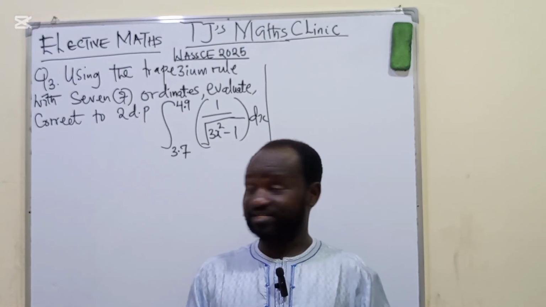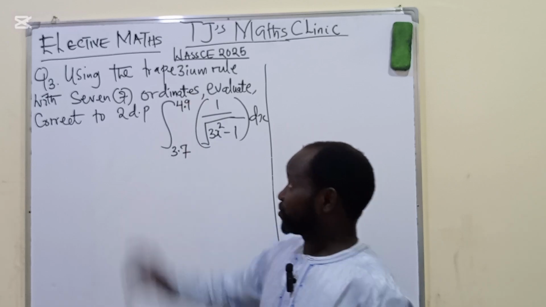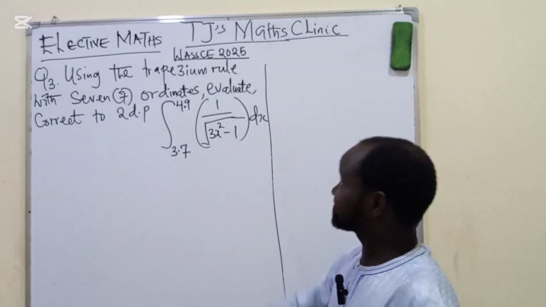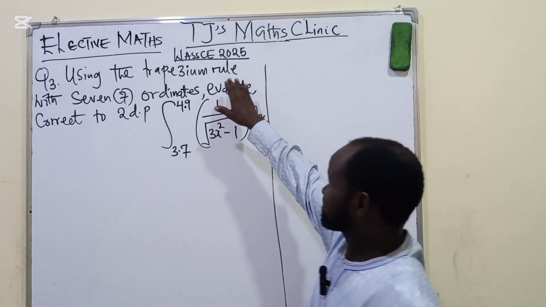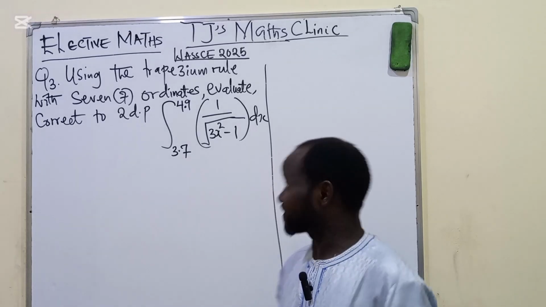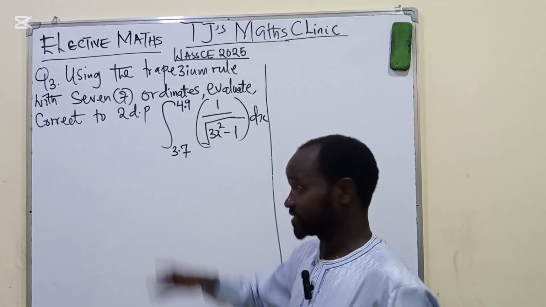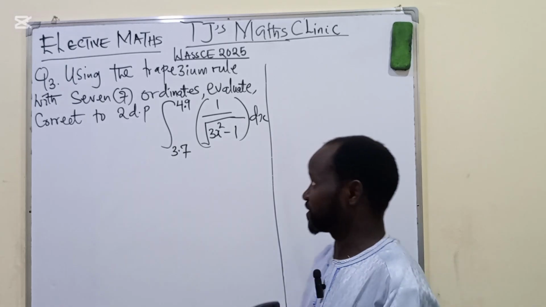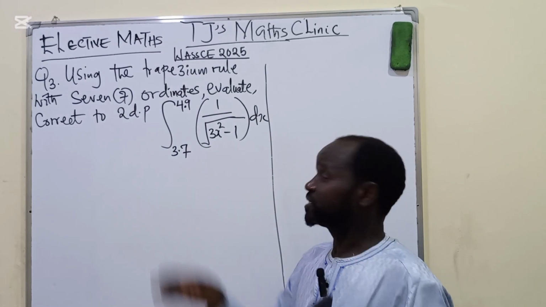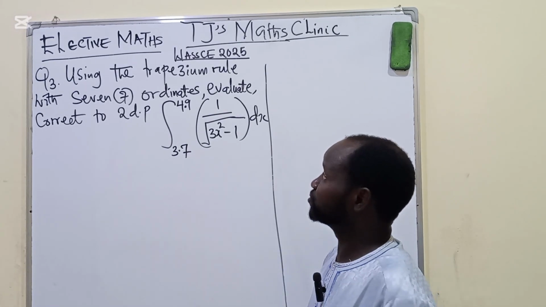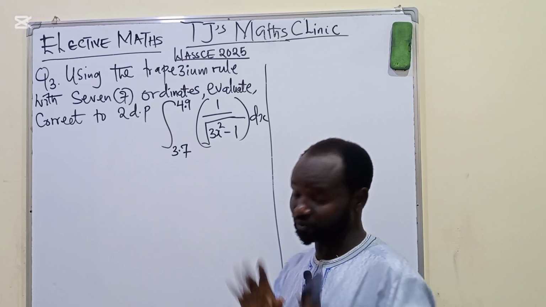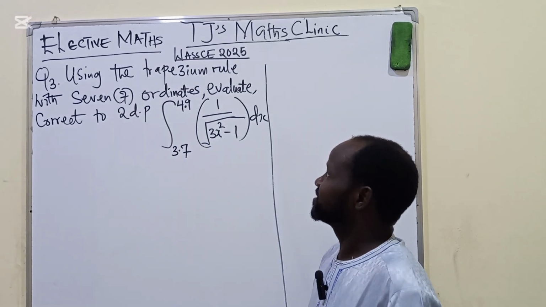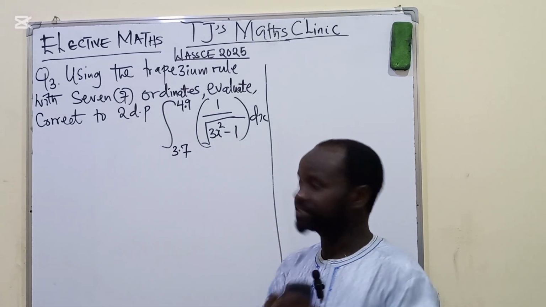In today's presentation, we continue with our solutions to elective maths. This is WAEC 2025 for private candidate, January, February. With us here is question 3. In my previous video, I have solved questions 1 and 2. This is question 3 from the compulsory part, and it carries 6 marks.